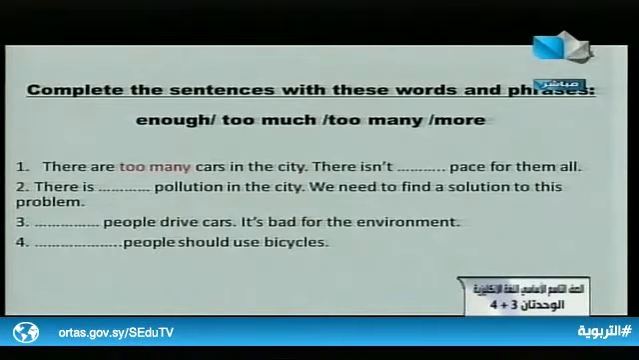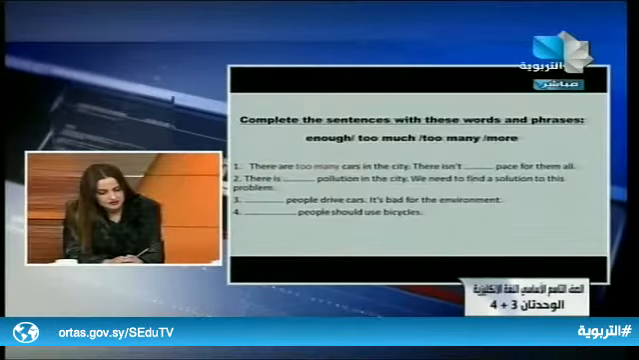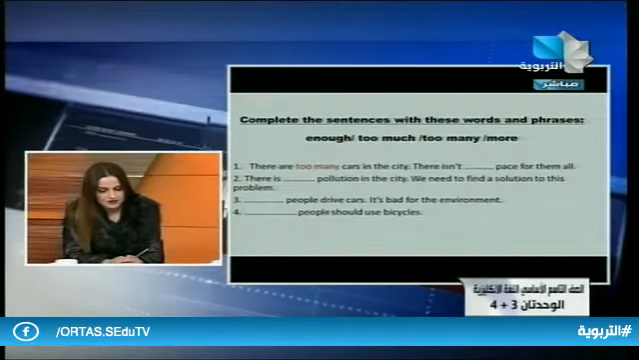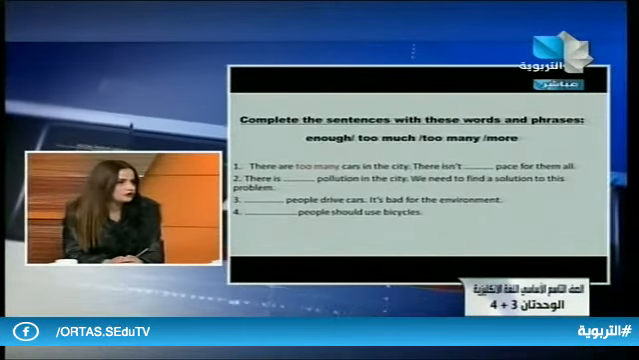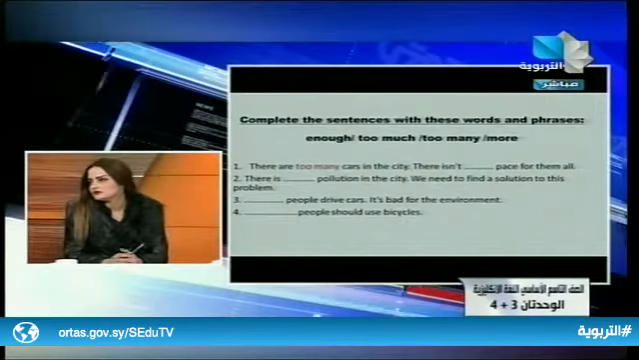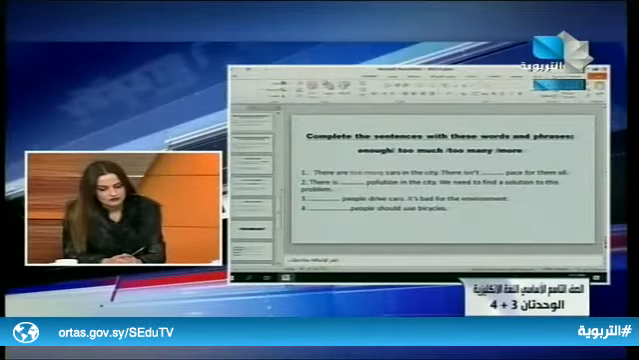Now we come to an exercise. Complete these sentences with these words and phrases. There are too many cars in the city. There isn't enough space for them all. Actually, this is what I talked about. Just a spelling mistake; we need to have S here.